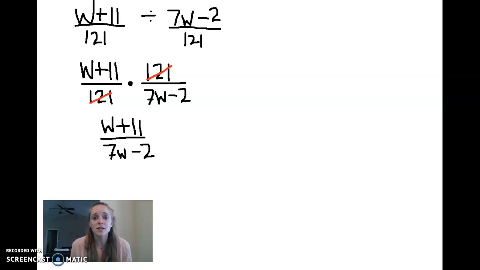You would try to factor as much as possible at this point to see if you could cancel anything else, but w and 11 don't have anything in common, so you can't factor anything out of the top, and 7w and 2 don't have anything in common, so you can't factor anything out of the bottom either. And since you don't have the same exact factor on the top and the bottom, I can't cancel anything else. It's because the w's are terms that I'm not allowed to cancel them out of the top and the bottom. They have a plus or minus right next to them. So it's a general rule: if there's a plus or minus right next to it, do not cancel.